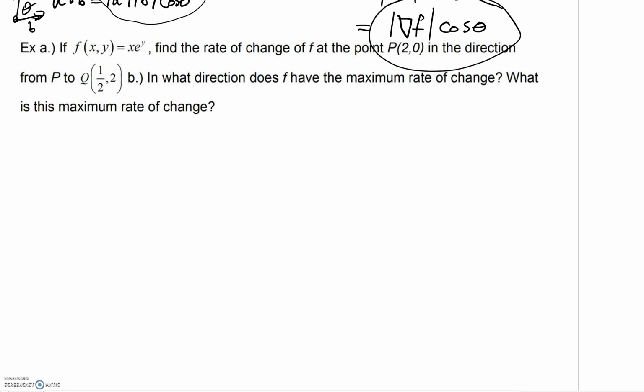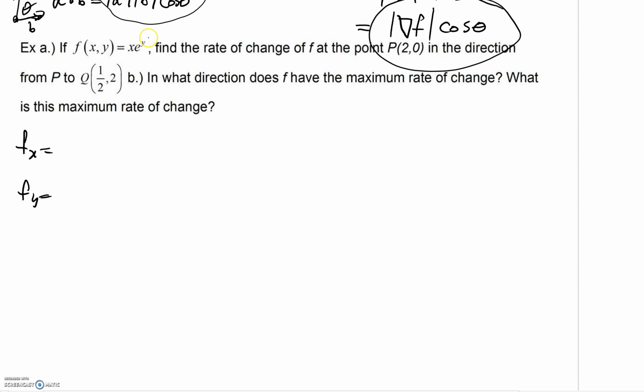So let's do our last problem right here. It says, find the rate of change of f at the point 2, 0, going from point P to point Q. And then for part B, we'd like to know in what direction does f have the maximum rate of change, and what is this maximum rate of change? In other words, what's the biggest rate of change we can ever see? Guys, I don't think I even need to tell you at this point. Look how we can get started.